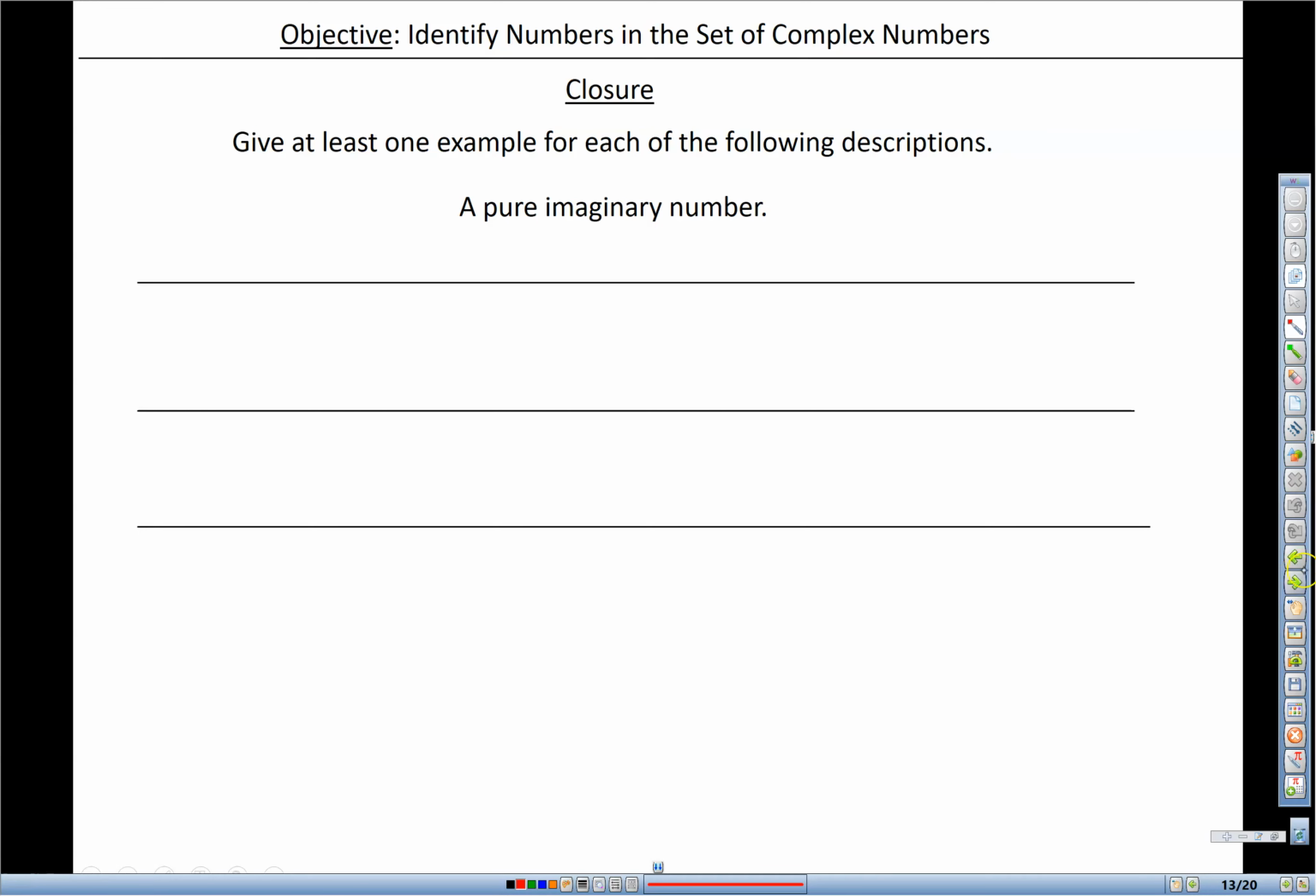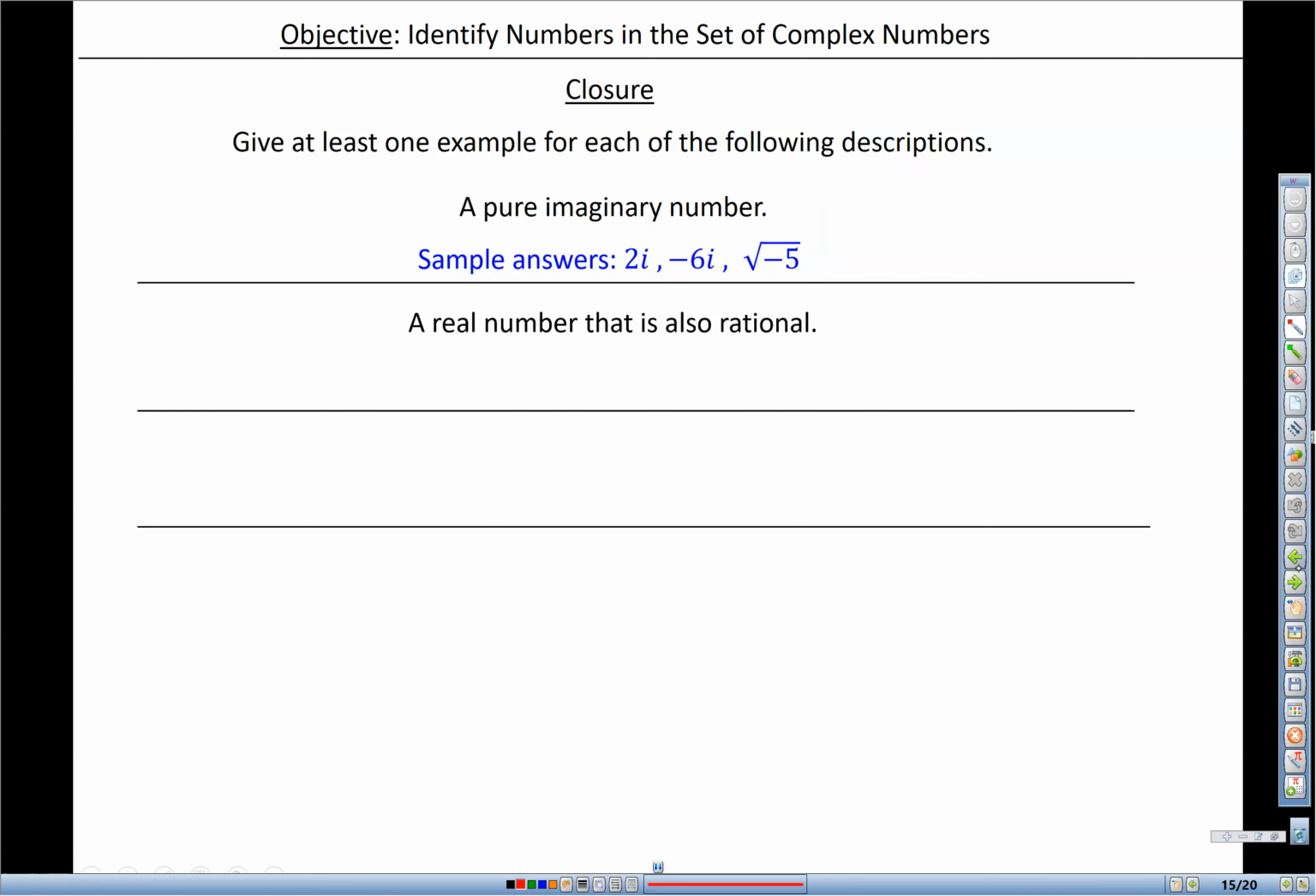All right, here are some sample answers. 2i, negative 6i, or the square root of negative 5, which of course would simplify to the square root of 5 times i. So the key thing is there's no addition or subtraction, and it's a number times i, or it can be written in simplified form as a number times i.